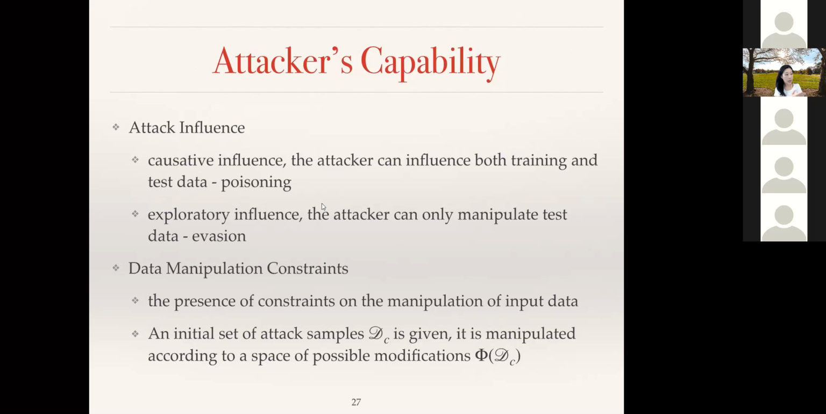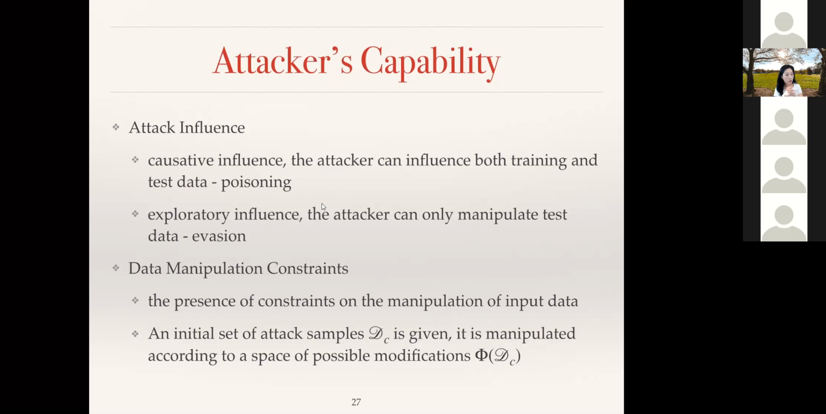More commonly in the poisoning attacks, you have the so-called initial set of attack examples. So DC, the attack examples, is given, and it is manipulated according to a space of possible modifications. This is a very abstract way of describing it. They are just using phi of DC to denote that you have to satisfy some constraint for this set of attack examples. One thing I want to clarify is that in the machine learning literature, a lot of people mix samples and examples. In this paper it says samples, but I think it just means examples, right? Sometimes these papers use samples and examples interchangeably, but I think it's easy to figure out what it means in the context.